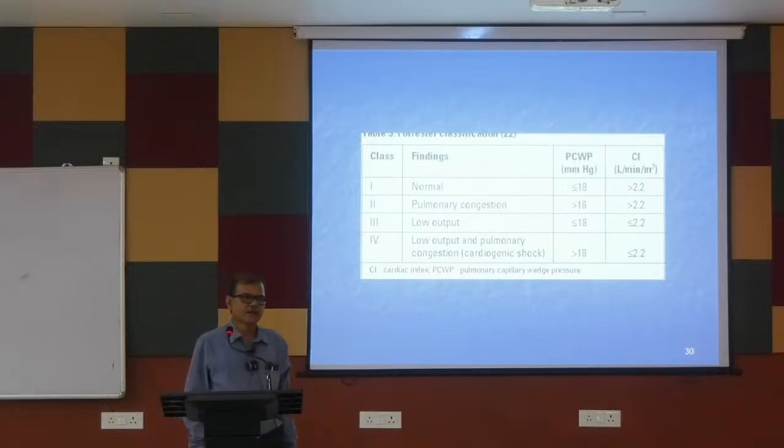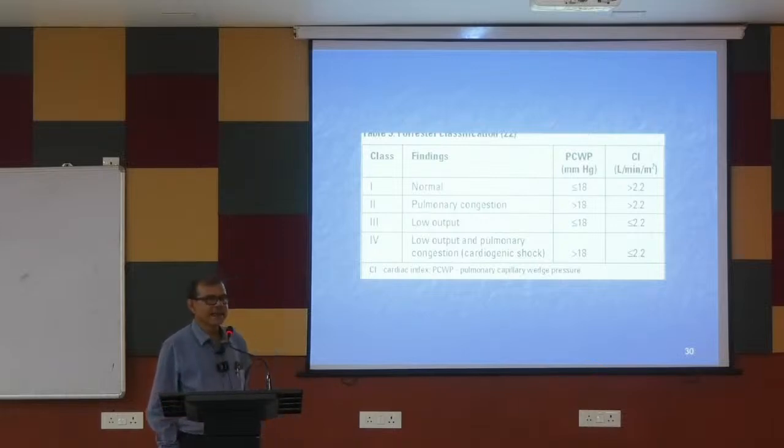2.6 to 4.6, it varies; some say 2.8 to 4.5, but roughly 2.6 to 4.6 is the normal variation of cardiac index. What is cardiac index?